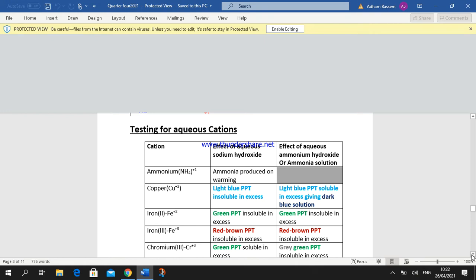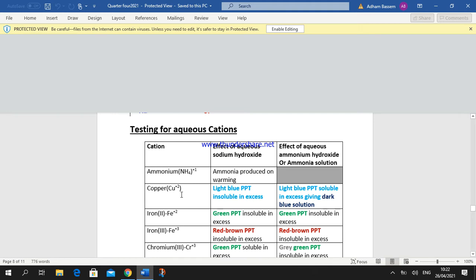Step one, dissolve the salt in distilled water to remove the impurities. Step two, add a few drops of aqueous sodium hydroxide. Step three, observe the color of the precipitate. Let's start with the first cation, the copper cation.